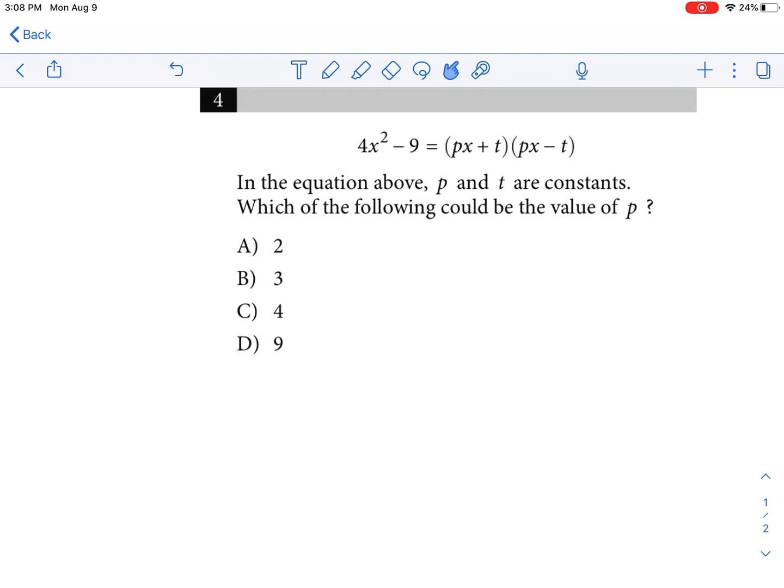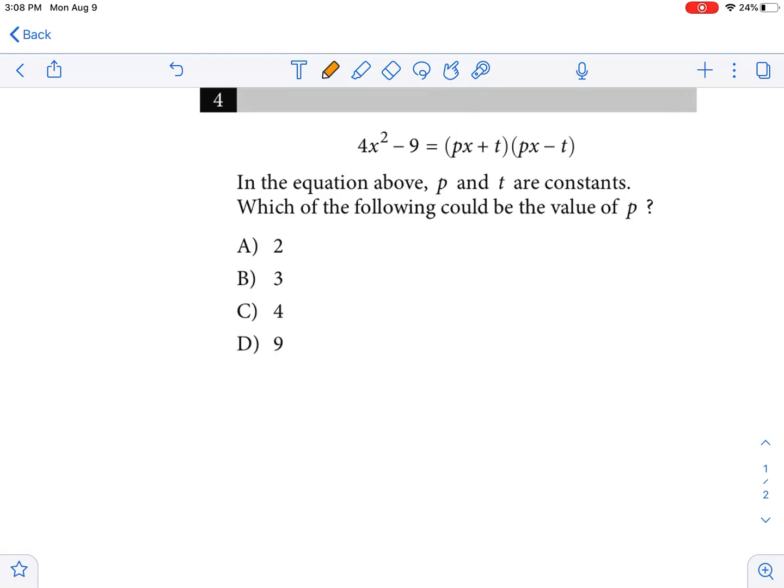Hi everyone, in this example we'll be looking at quadratic FOILing on the SAT Math section. This is question number 4 taken from the No Calc section of official practice test number 6, and it says 4x squared minus 9 is equal to (px plus t) times (px minus t). And it says in the equation above p and t are constants, which of the following could be the value of p?